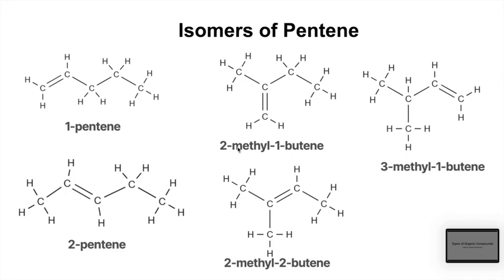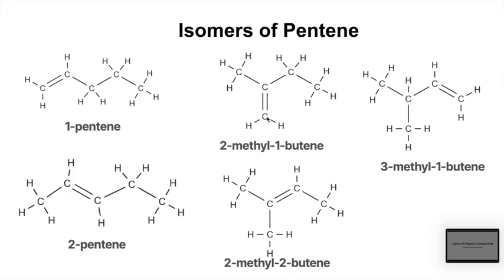Isomers of pentene. There are 5 isomers here. 1-pentene, this is one. 1, 2, 3, 4, 5. First carbon, second carbon, we have the double bond. So 1-pentene. Here the suffix is -ene, right? Here 1, 2, 3, 4, 5. So this is 2-pentene. It is not 3-pentene when numbered 1, 2, 3, 4, 5. So the correct one is 1, 2, 3, 4, 5. So this is 2-pentene.